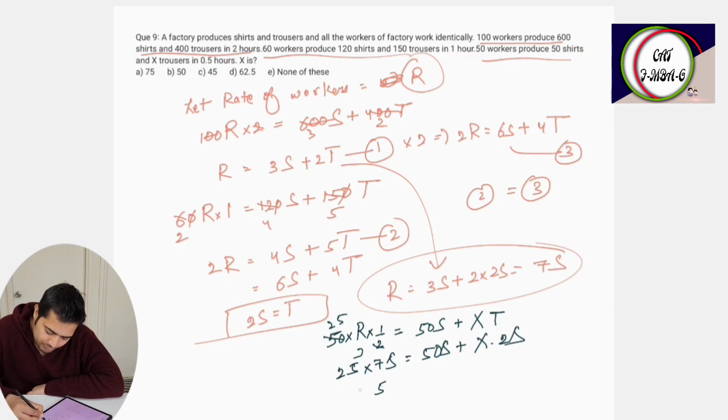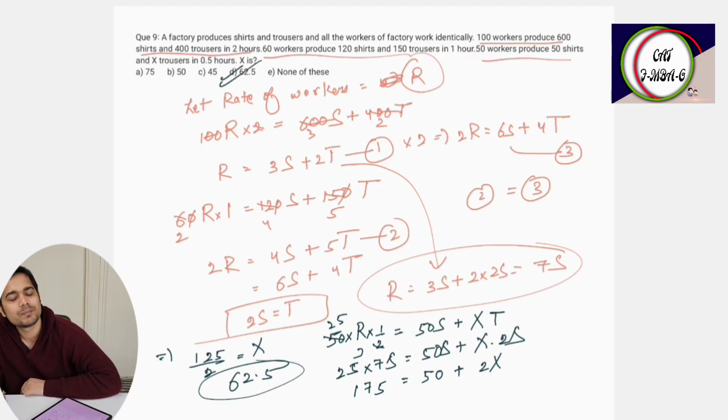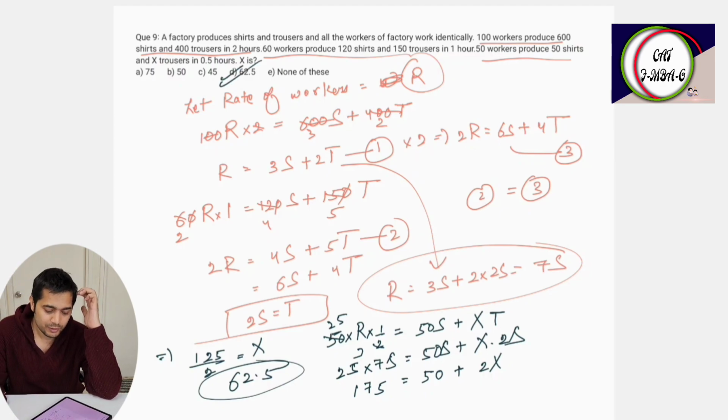7 5 35, 175 is equal to 50 plus 2x. That implies 175 minus 50, 125 by 2 is equal to x. So 62.5 is the right answer. Got it? Simple. Let's move to the next question.